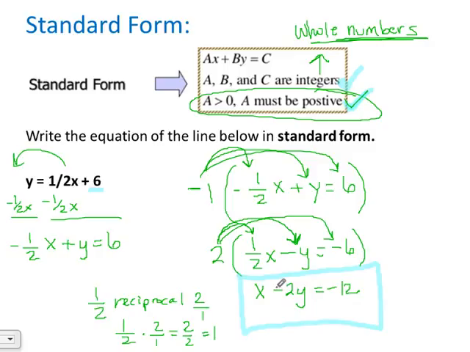So it's very important that when you look to see if you've got something in standard form, you check, first of all, do you have all whole numbers? And then, is the number being multiplied by A positive? Then you'll know if your equation is in correct standard notation.